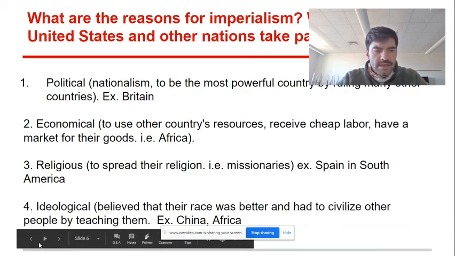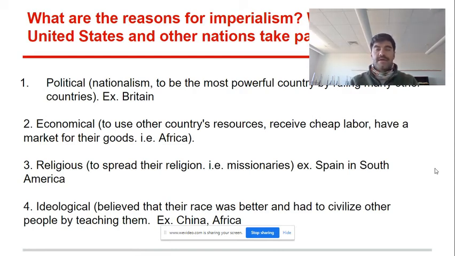And then we have ideological reasons that other countries are going to exert their influence over other areas of the world. Okay. So, for instance, Britain, Spain, France, and a lot of other countries over in Europe are going to claim that their race was better. It was more superior to that of other areas in the world, like the cultures in Africa and the Chinese cultures.